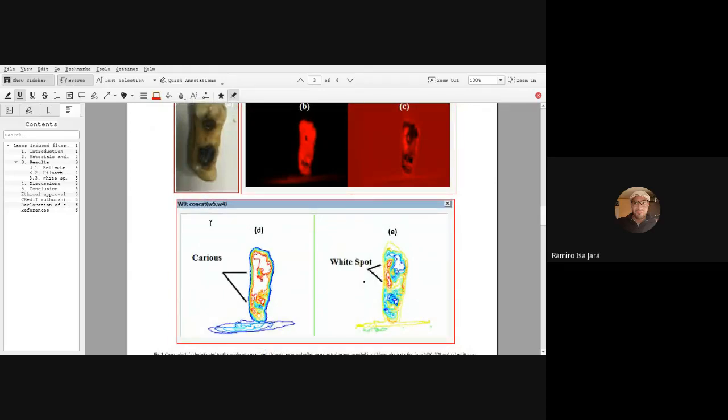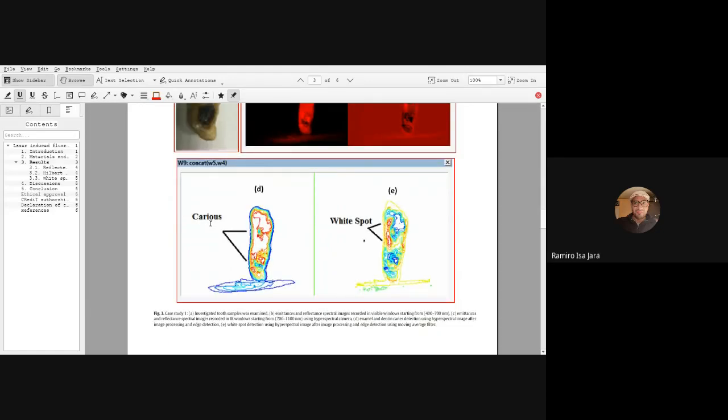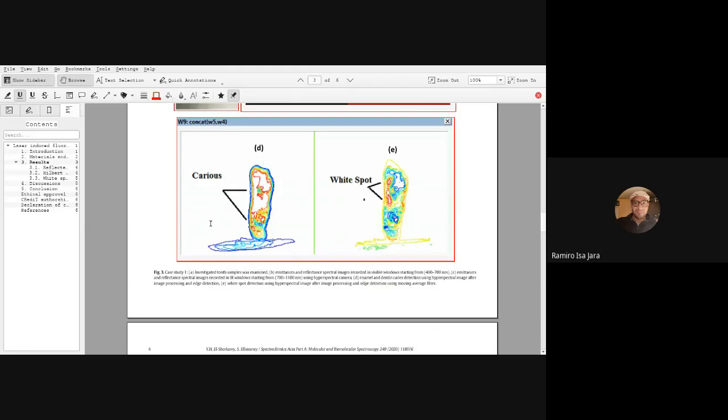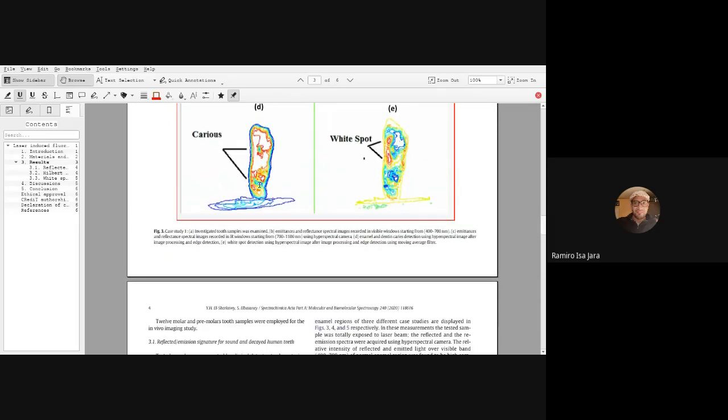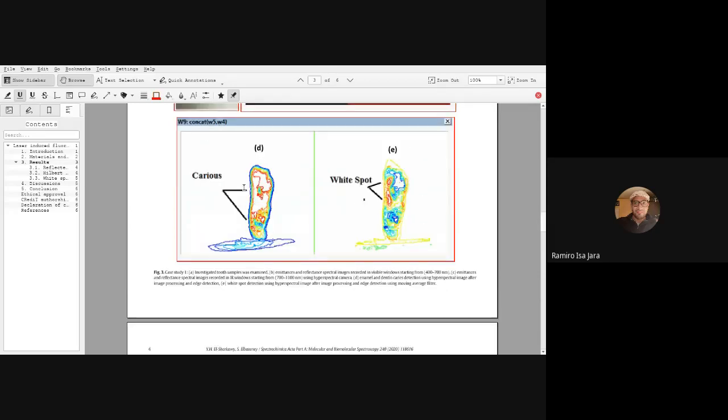Reflection of laser wave is represented according to this image, which represents the wavelength of detection. For example, in this image, the caries are detected in the red color, and the white spot in the same way.